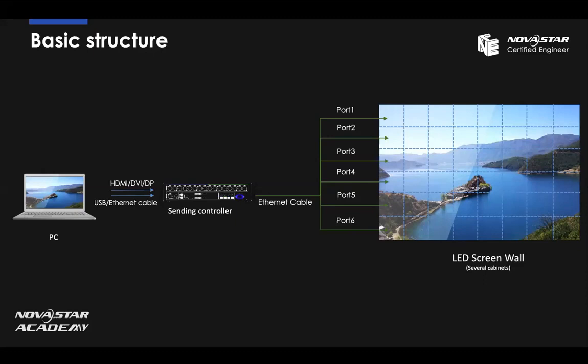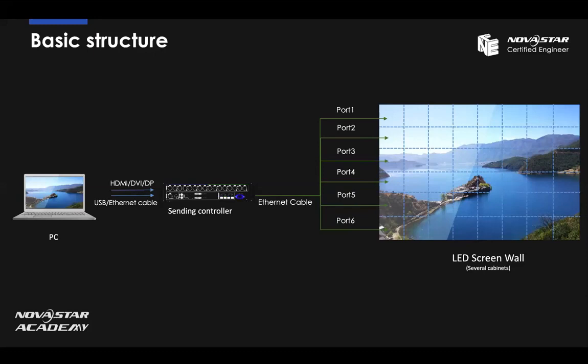And also the PC connects with the sending controller through HDMI, DP, and DVI. So the PC can provide the video source to the sending controller. And also the sending controller connects to the LED screen video wall through the Ethernet cable from the multiple outputs.